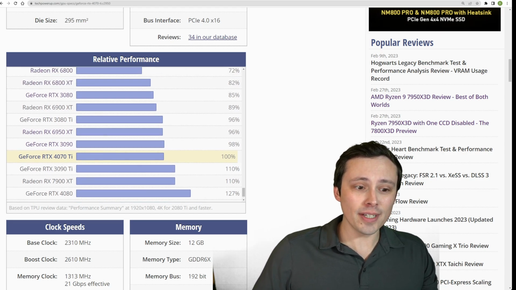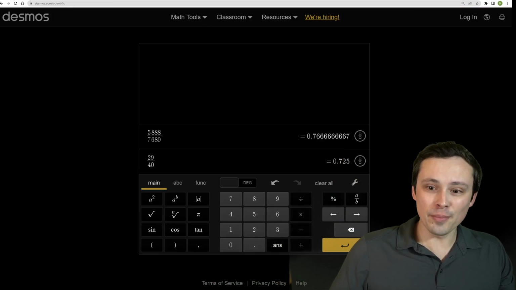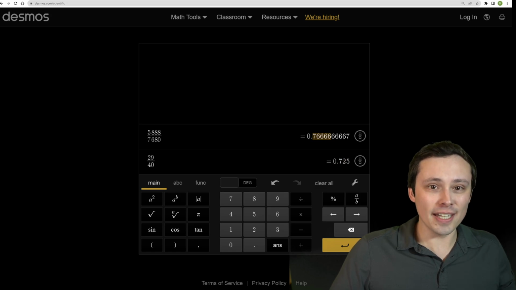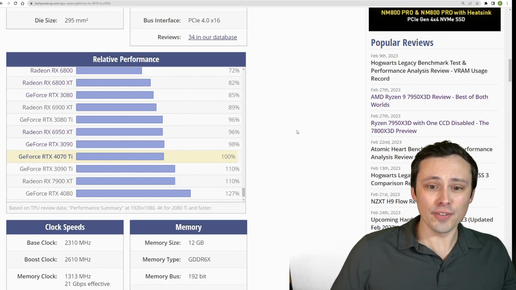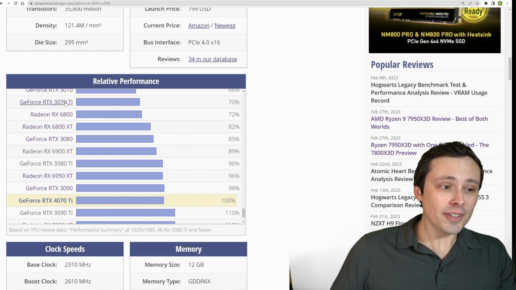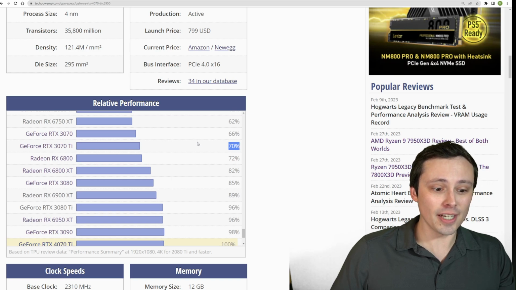And so here's what I'm looking at. If we set the 4070 Ti as the baseline, I'm looking for which GPUs would perform at about this level, somewhere in this 75-ish percent of the performance of the 4070 Ti. Well, the RTX 3070 Ti is about 70% of the performance of a 4070 Ti, according to this relative performance chart.